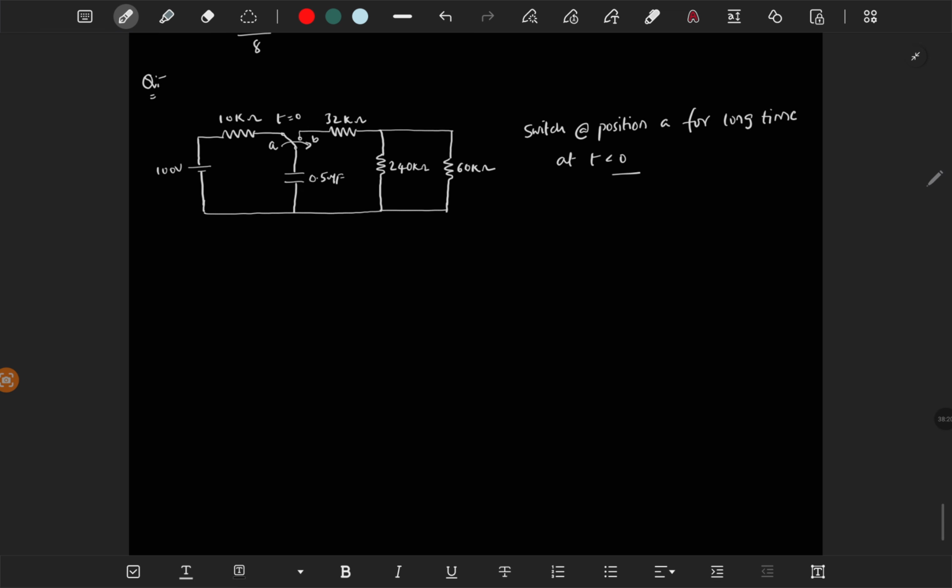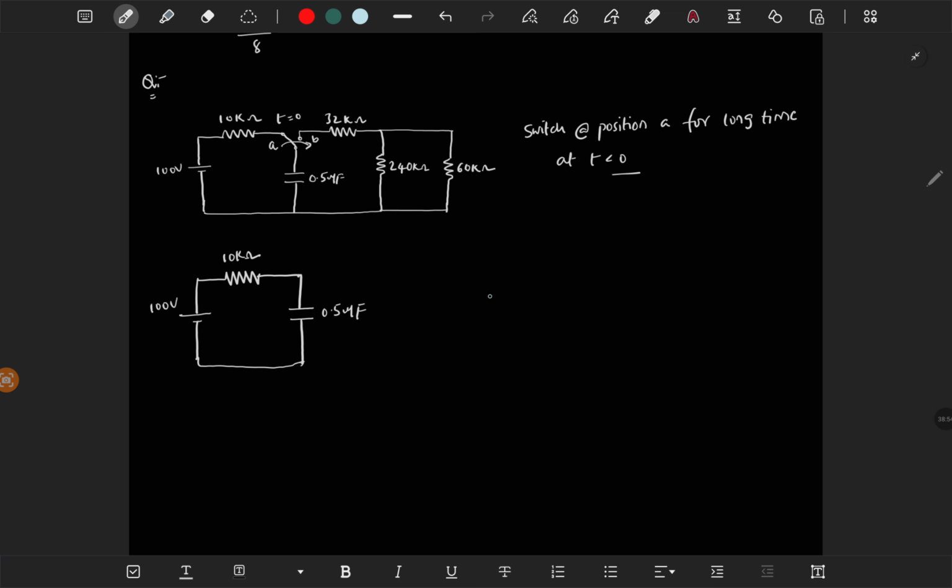Let's analyze the circuit first at t less than 0. Long time means the circuit has reached steady state, right? So this is 100 volt and 10 kilo ohm. So this is an RC circuit that we have already derived, right?